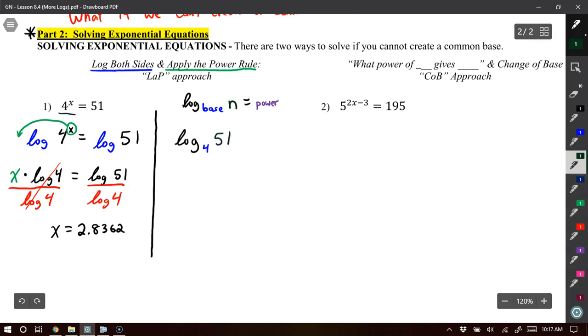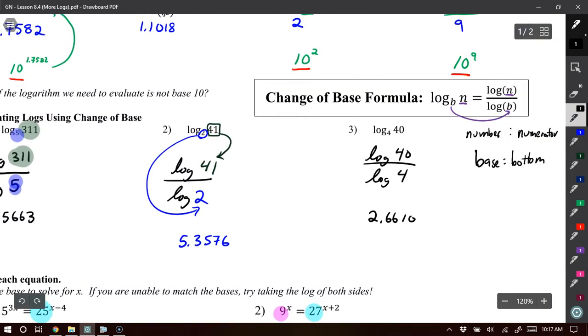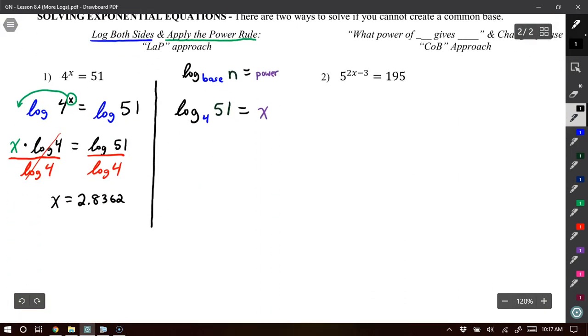So if I look at this part right here, what power of 4 gives us 51? And it tells me the power is x. Well, that's what this previous part was. I can use my change of base formula here, which we did in the previous part. I can do log of 51 and divide by log of 4. Log of my number in the numerator, log of the base in the bottom. And that equals x.